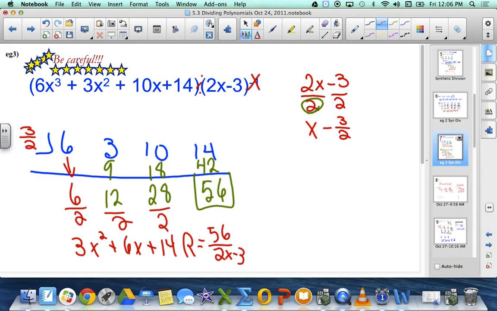Why did you divide by 2? You divide your answer by 2 because you divided this by 2. Because you divided the divisor by 2, you have to divide your answer, everything but the remainder. If you had divided that by 3, you would divide your answer by 3, everything but the remainder.